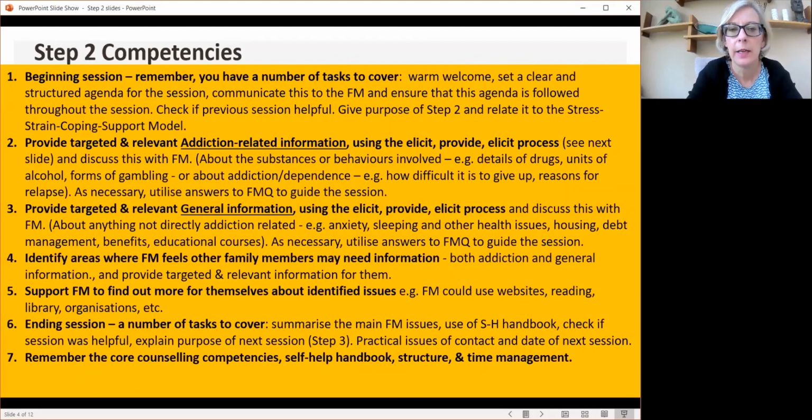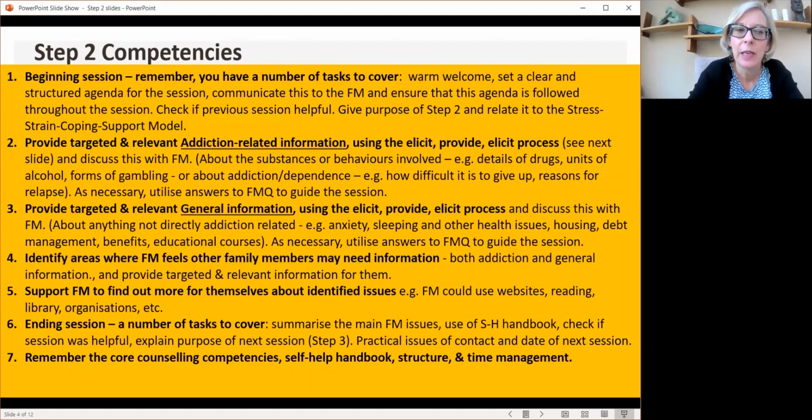This next slide covers all the competencies for step 2. And each of these has a number of elements. So as ever, there's the tasks around the beginning of the session. Then this is about exploring what specific information the family member might have in relation to the loved one's problem, substance use or problem gambling.